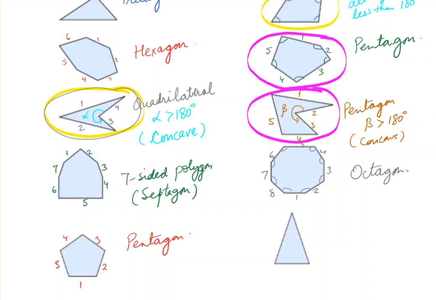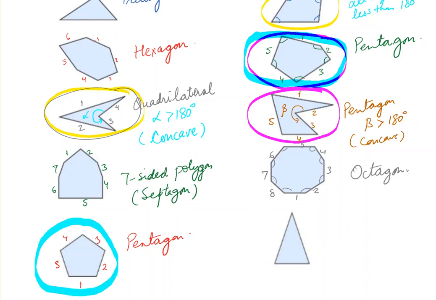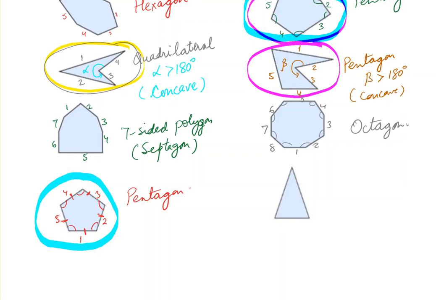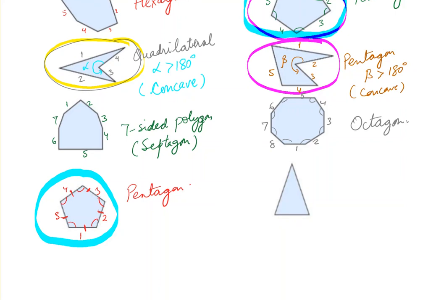If we compare this pentagon and this one, we notice that this one is a pretty looking one because all the 5 sides here are equal, and also all the 5 angles of this pentagon are the same. So what properties does a pentagon have?